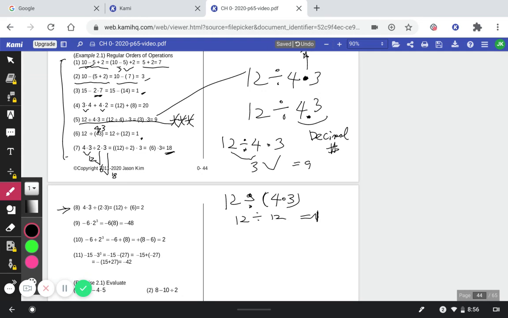Now, contrary to that, number 8, you do have a parenthesis here. So that means you have to do 2 times 3 first, which is 6. And then you do 4 times 3 divided by 6. So you do left to right. You do 4 times 3 first, which is 12. And then you divide that by 6, which is 2.